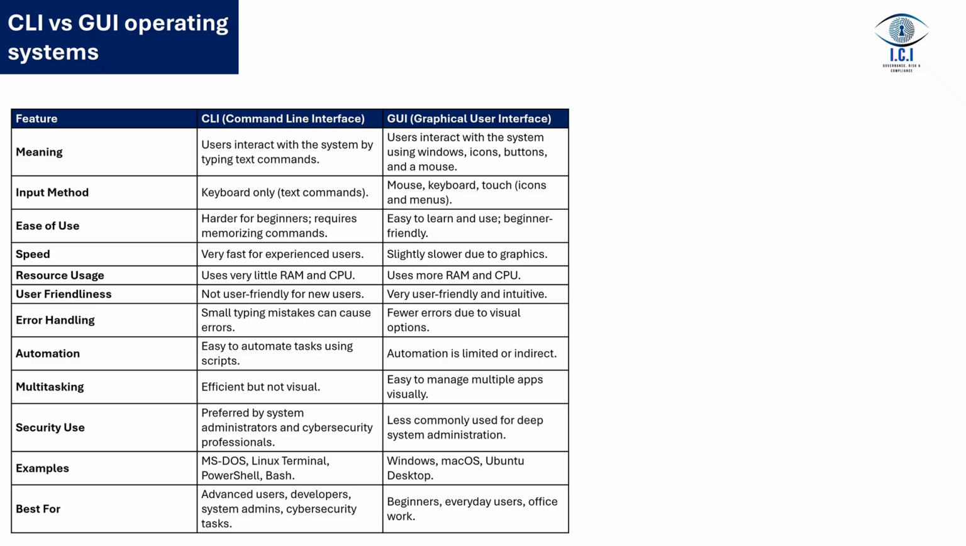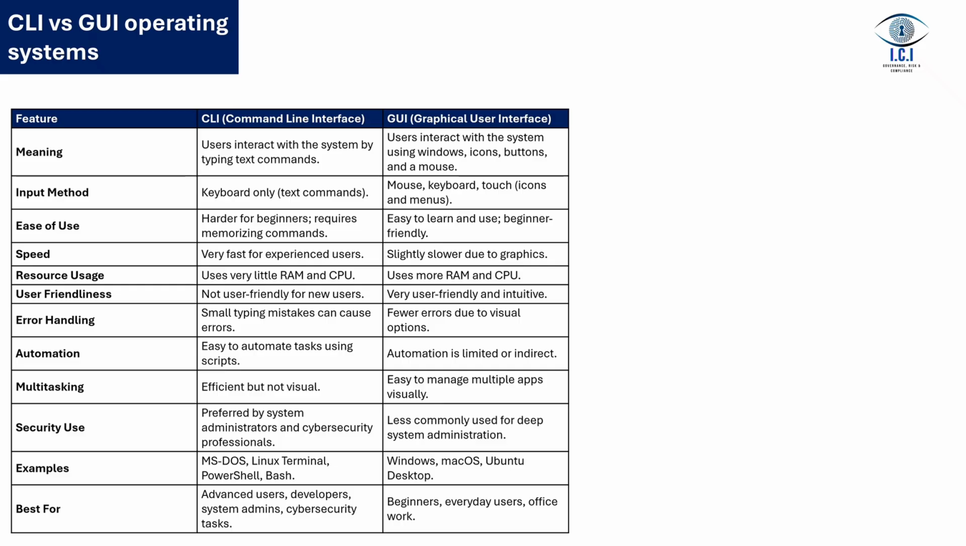While for GUI, you can use your mouse, you can use your keyboard for search, you can use your touch screen, and so on. Then is it easy? For CLI, it is not that easy. It's harder for beginners and requires memorizing commands. While for GUI, it is easy to learn and is user friendly. What about the speed? For CLI, it's very fast. So when you use CLI to operate on your system, it is very, very fast. While GUI is kind of slow.